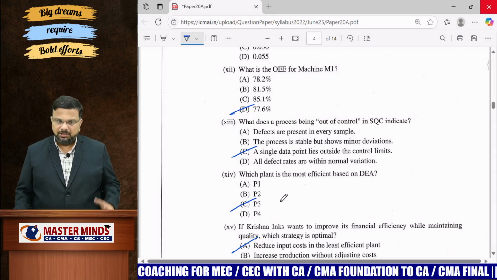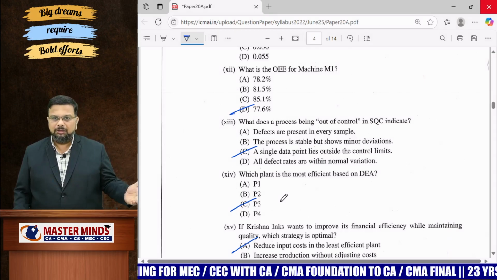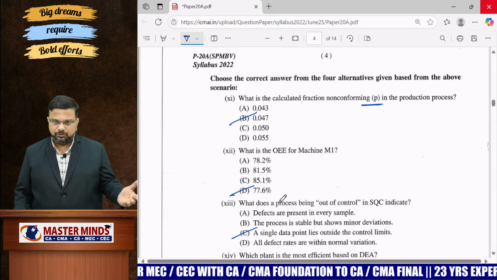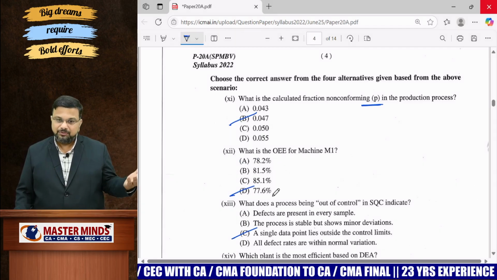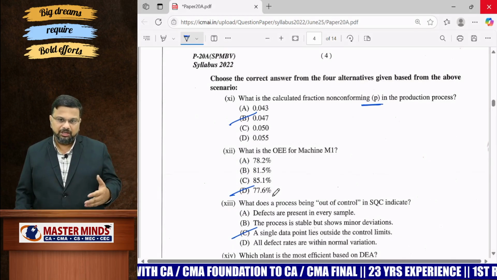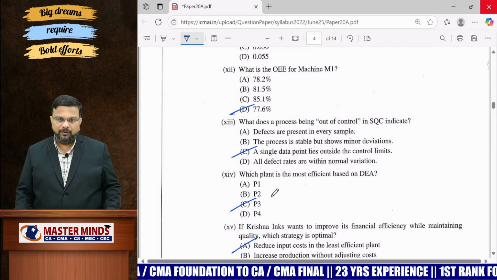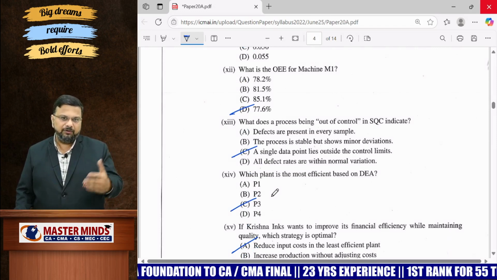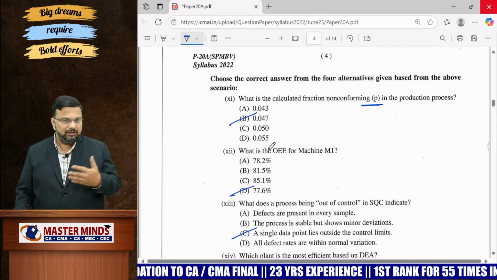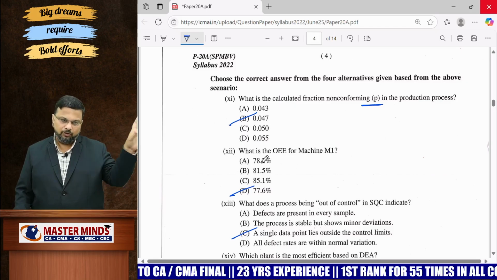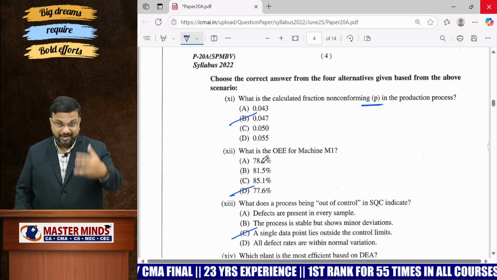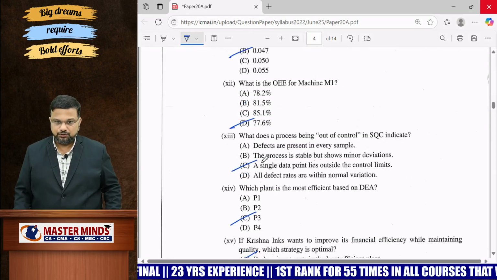And the third one is the same, on SQC, statistical quality control. So all these MCQs, 1, 2, 3, are from statistical quality control, okay. I'm talking about 11, 12, 13, which are from statistical quality control. If you're thorough with that particular chapter, you can answer at least 2 out of the 3 MCQs, okay.